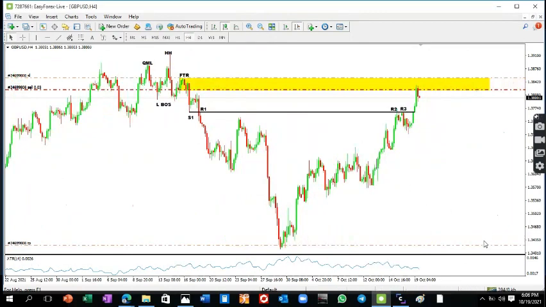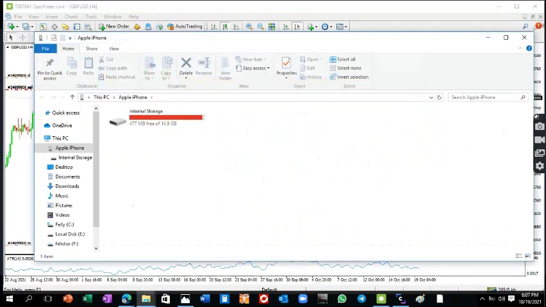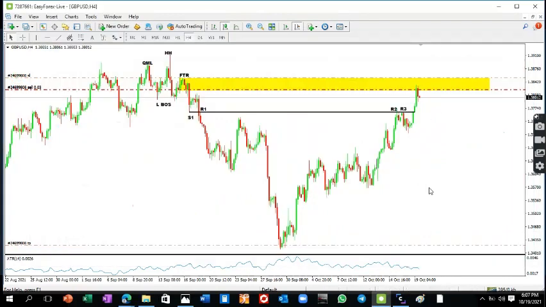It would be really nice to see price coming to this level. It would be an amazing trade. But you guys, we don't know the outcome of an individual trade. What we know is that we have an edge in the market that has proven to work.